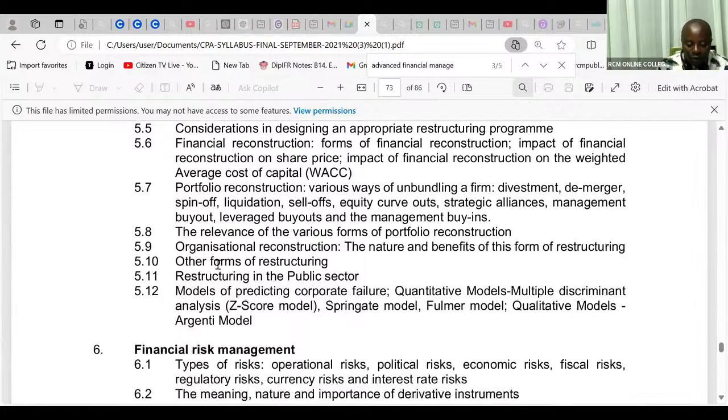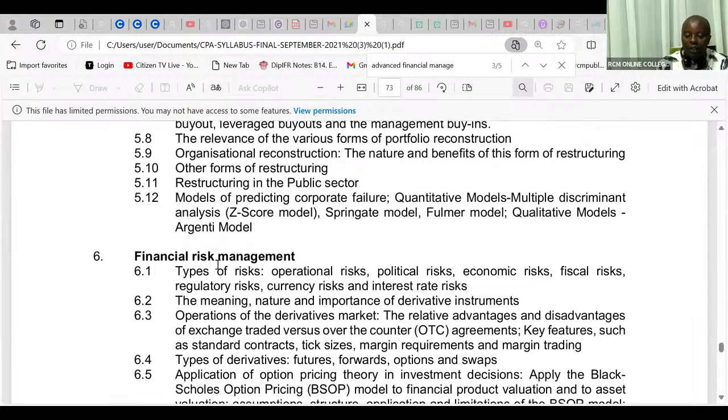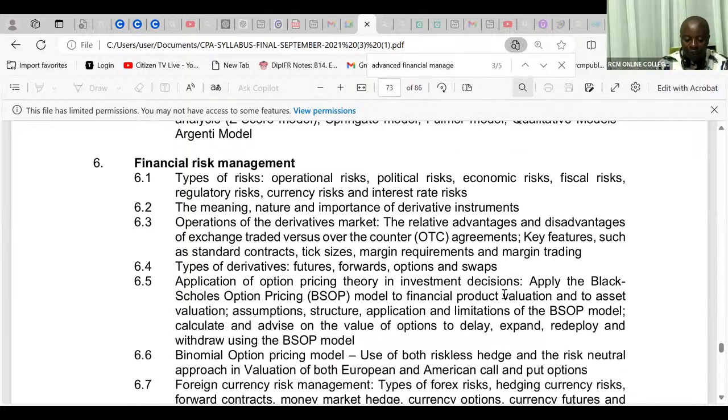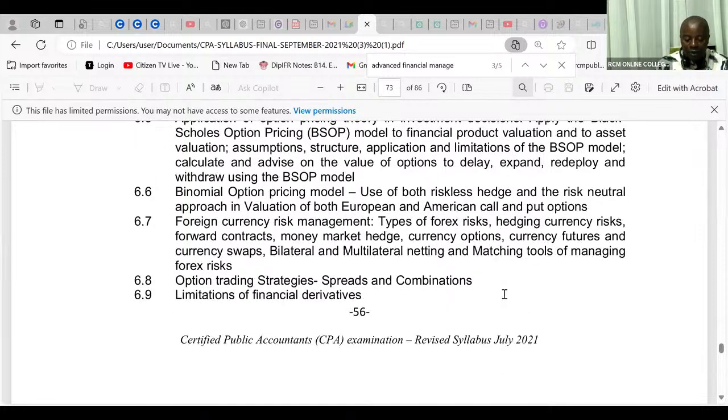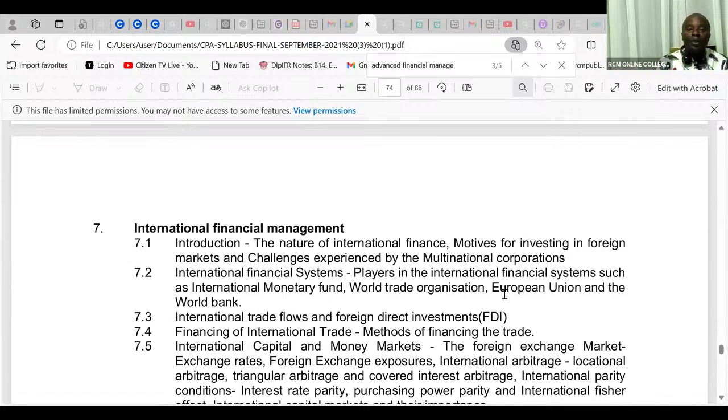Then we have financial risk management: types of risks, meaning, nature, and importance of derivative instruments. I've already explained this, and I'll be explaining these topics one at a time as we move on. All right. So we'll be looking at all this. International financial management: we shall be looking at the Bretton Woods institutions, for example, the IMF and the World Bank.